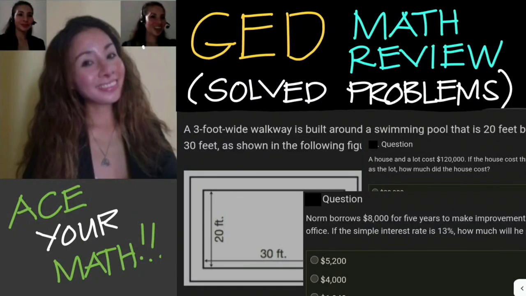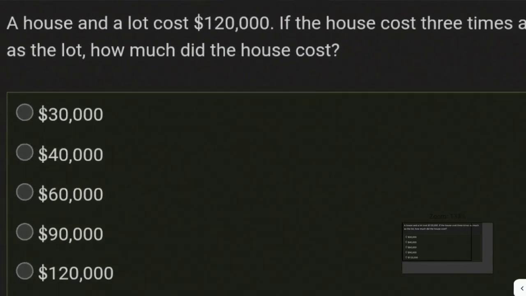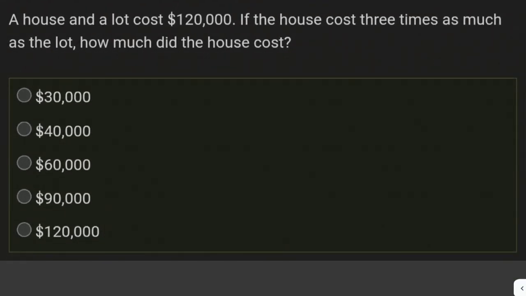Let's solve some math problems here to prepare for the GED test. A house and a lot cost $120,000. If the house cost 3 times as much as the lot, how much did the house cost?